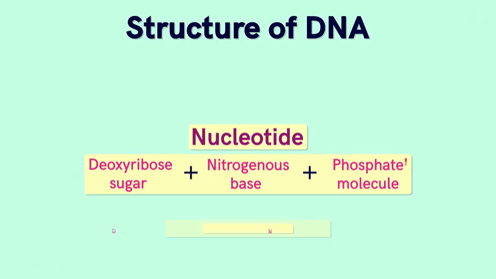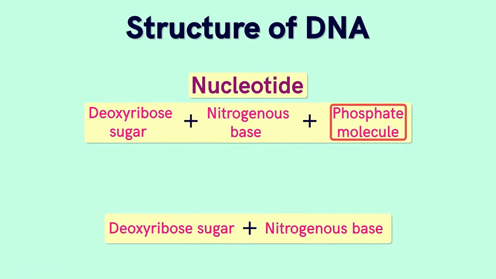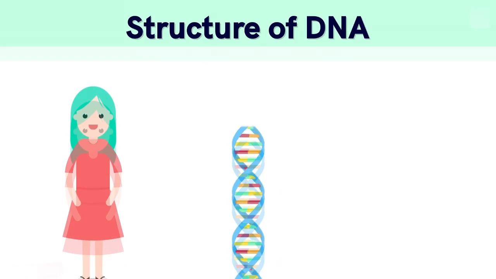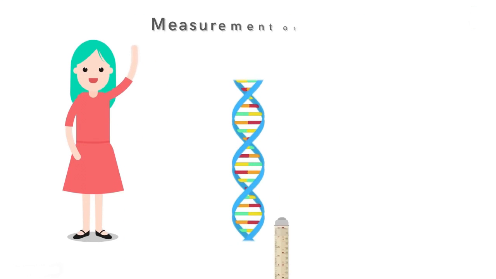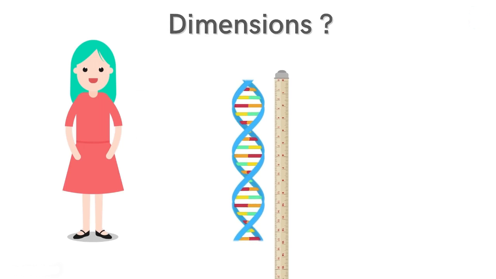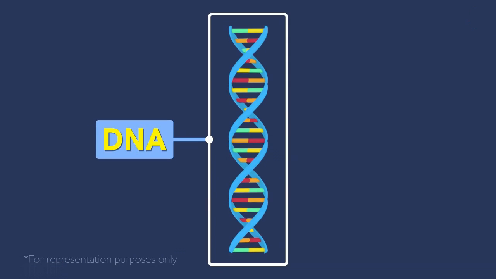And what if the phosphate group is removed from this nucleotide unit? It is called a nucleoside then. Nora wants to know if there is any way of measuring a DNA molecule. What about its dimensions? The dimensions of DNA are very simple and easy to remember.